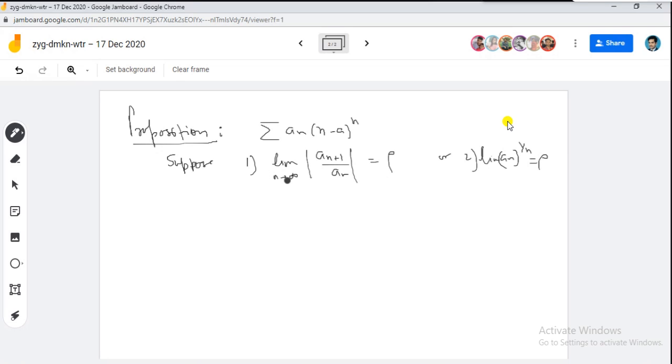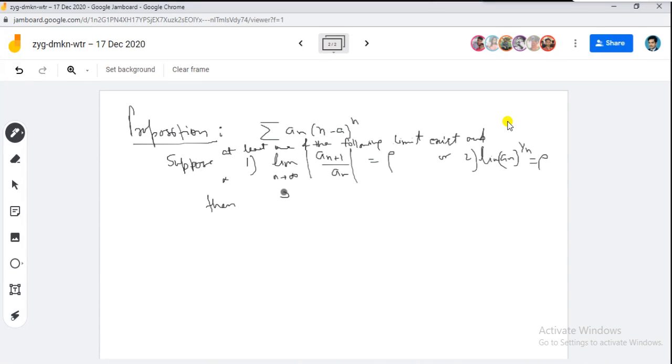I think we should not write like this. Suppose at least one of, यहाँ पे लिख सकते हैं, at least one of the following limits exists, and the limit is equal to rho, or this is equal to rho. इनमें से कोई भी एक लिमिट एग्जिस्ट करे and is equal to rho.